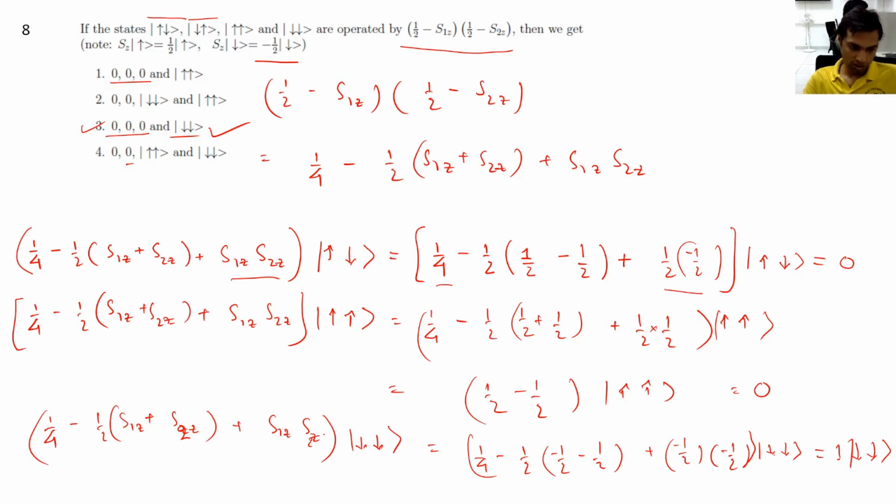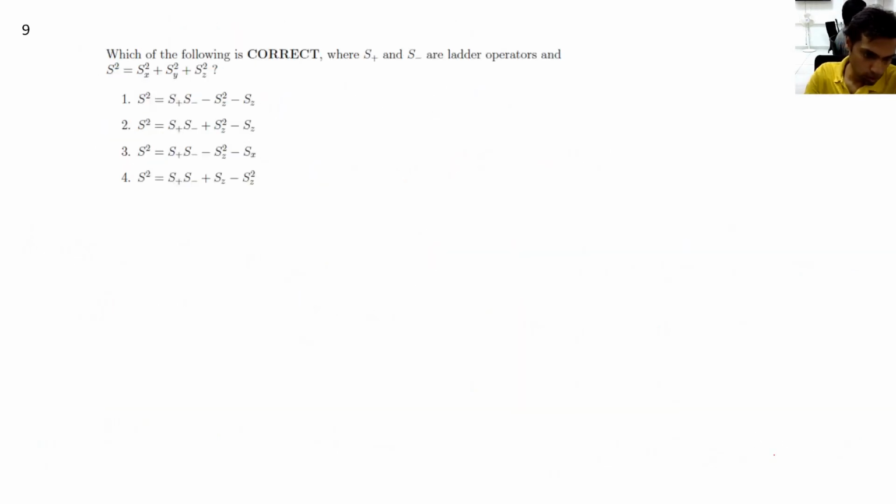Now let us go to the next question. Which of the following is correct? We have to express S squared as a function of S plus and S minus. So what is S plus? S plus is Sx + i Sy, and S minus is Sx - i Sy. So let us calculate this quantity.